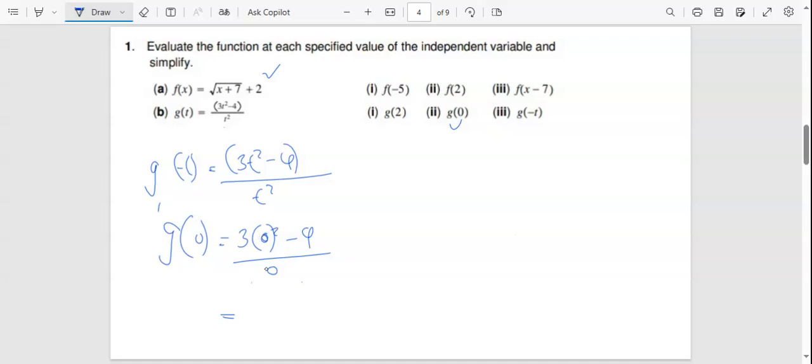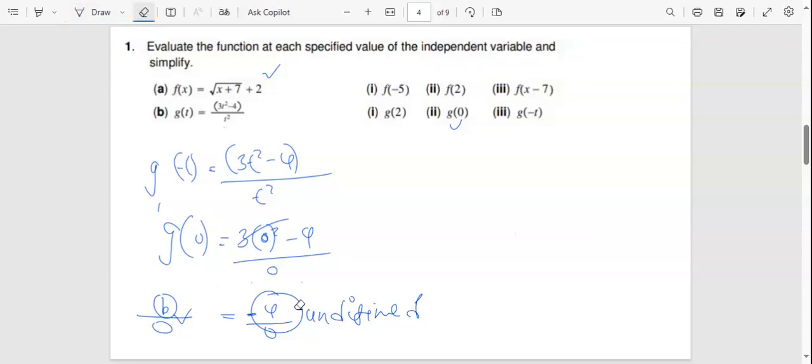So this will be negative 4 there, then over just 0. So this is undefined, by the way. We don't want a situation whereby 0 can be a denominator. So we don't have such in mathematics. You just leave it like that, write undefined or discarded, then you forget. So that's about the first one.